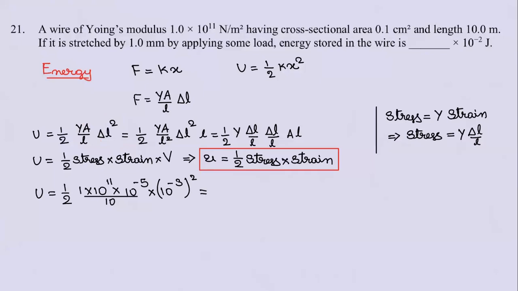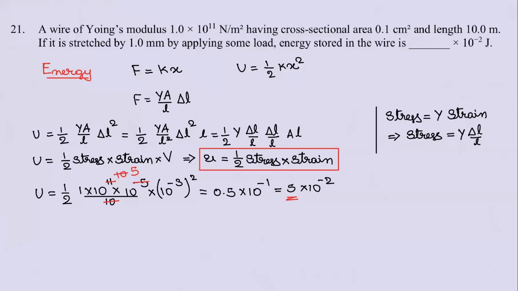So 10 power 10, minus 5 will make it 5. This will be 10 power minus 6 and 10 power 5. So it will be 0.5 into 10 power minus 1. They want it in terms of 10 power minus 2, so 5 into 10 power minus 2. So the answer is 5.